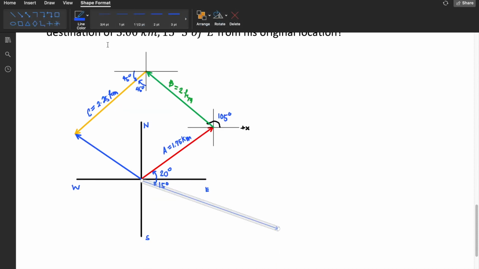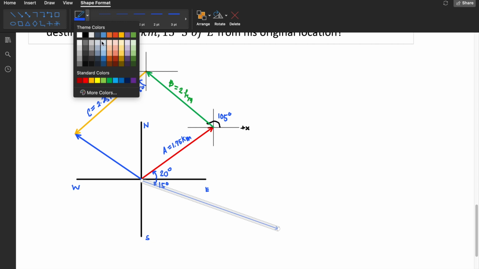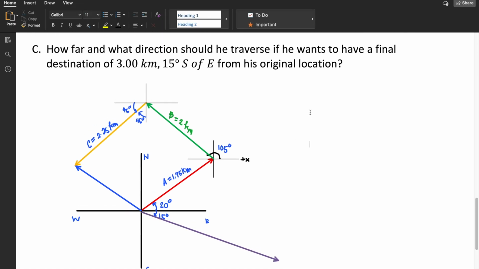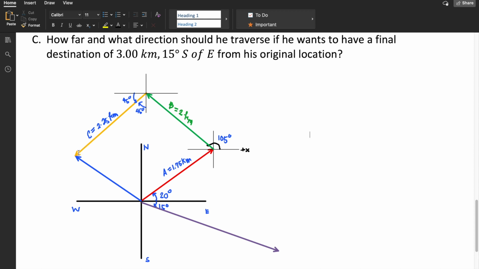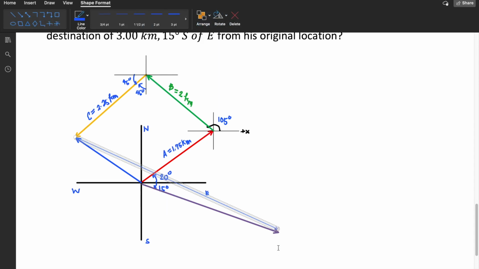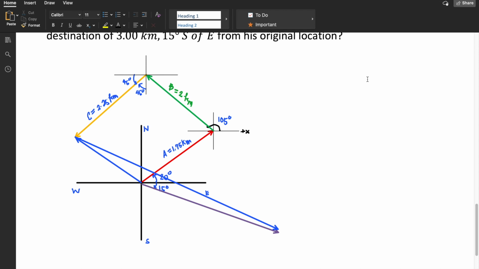Again, I repeat, the direction is the final one, and he wants to reach this destination here. So what did you notice? It's a little bit complicated.